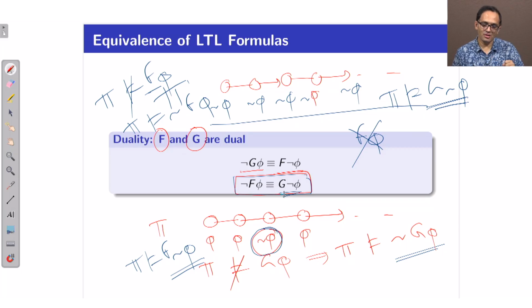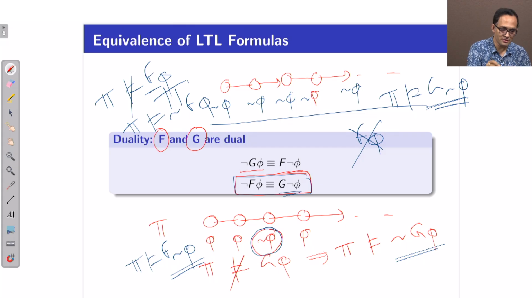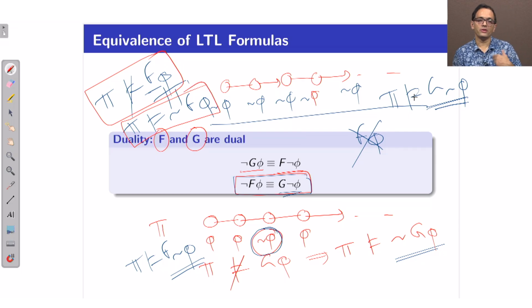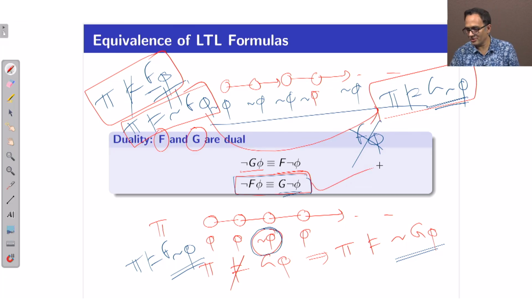Does it make sense? I'll just repeat this if you have any confusion. I'm saying that this path does not satisfy F, which means there is no future state where phi holds. It means in every state not of phi holds. So pi does not satisfy F of phi, which means pi satisfies not of F phi. And since every state has not of phi, I can say that pi satisfies globally not phi. So this is equivalent to this. This is simple; you can just think and you'll understand.